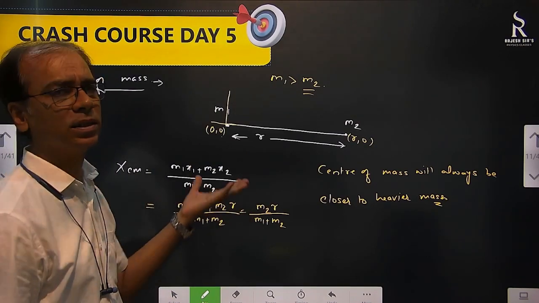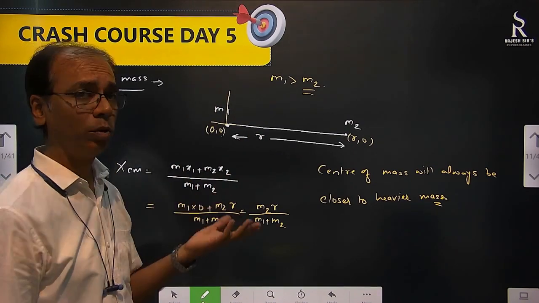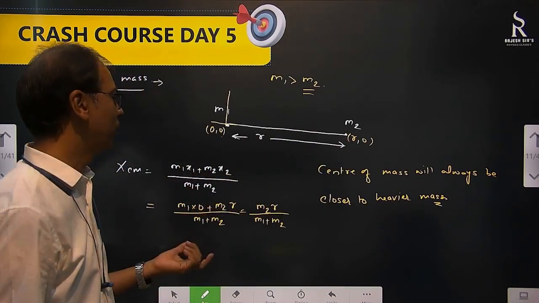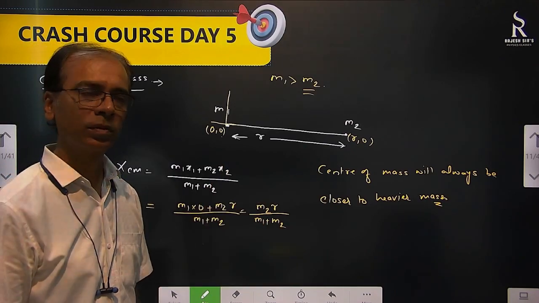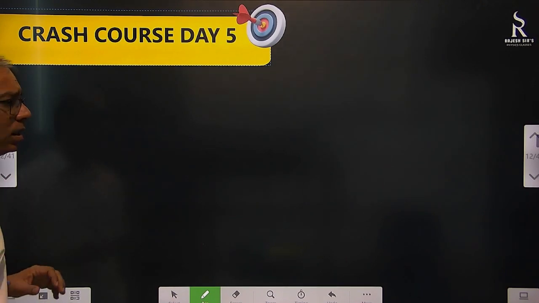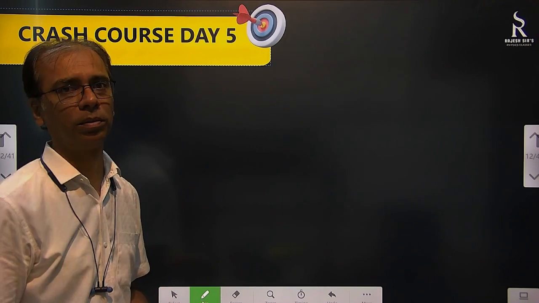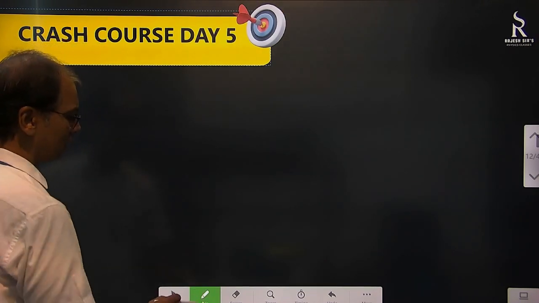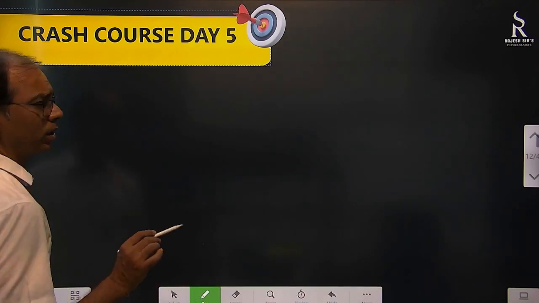If it is along the y-axis, we can do m1 y1 plus m2 y2 by m1 plus m2. And if it has both coordinates, x1 is there, y1 is there, x2, y2, then we can do it twice. For x we will find first, y we will find next time. Okay, so this is how we find center of mass. Certain uniform bodies are there whose center of mass we should know. Normally those questions are not asked. I have not seen that at least, but there are a few that we should know.